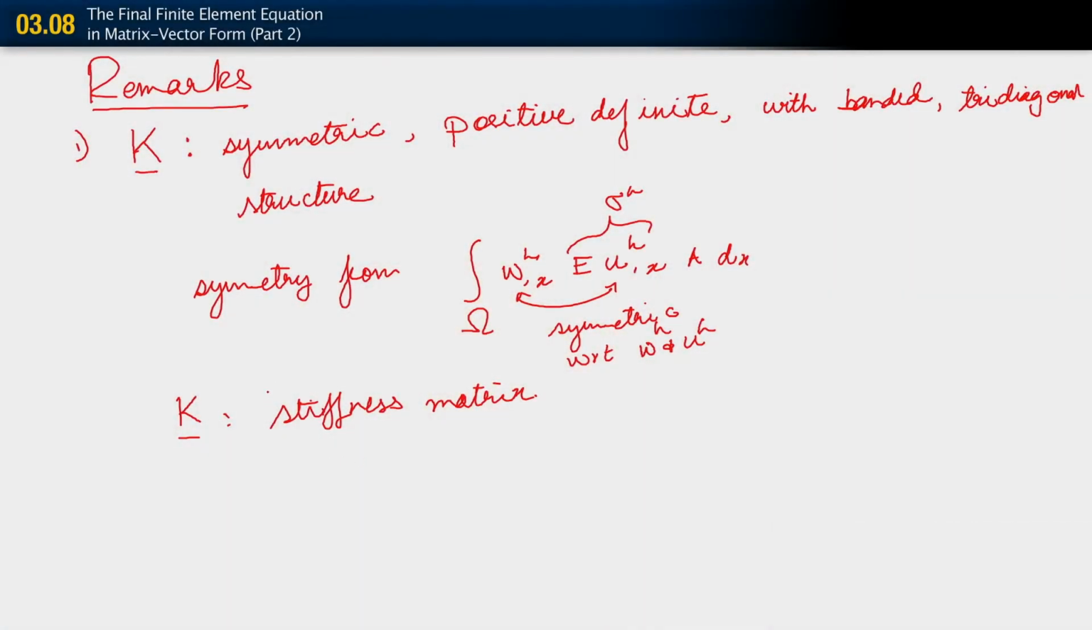Okay, but now if you imagine that you're doing a heat conduction problem, we would probably properly call it something else, maybe the conductivity matrix, right? But traditionally it's called the stiffness matrix. So let me just put that in quotes.